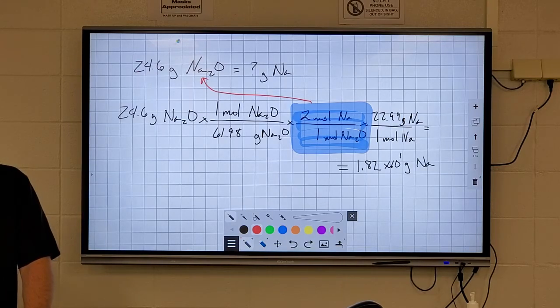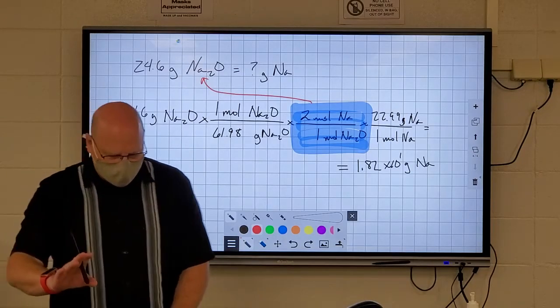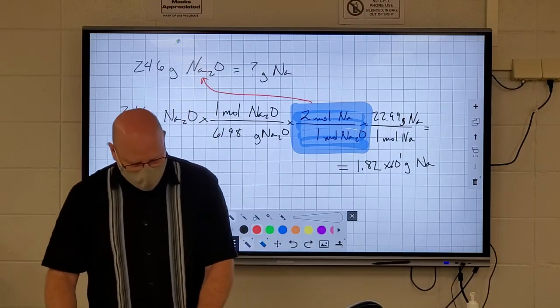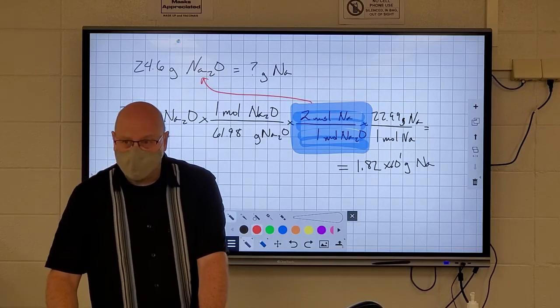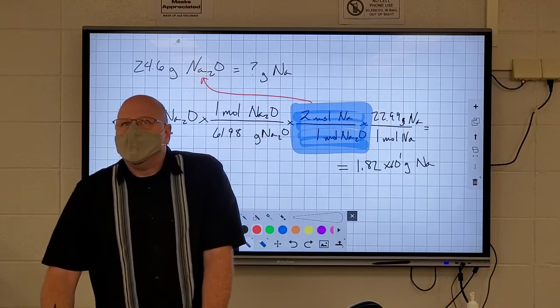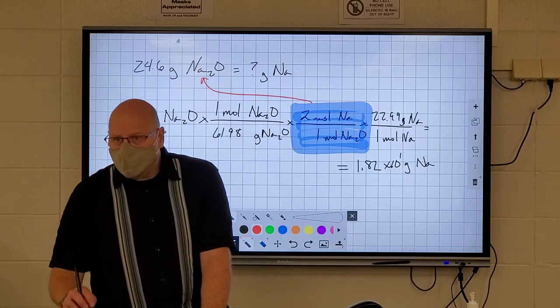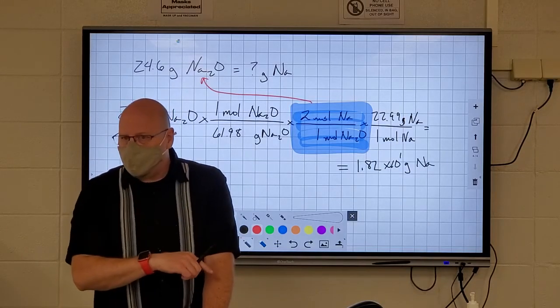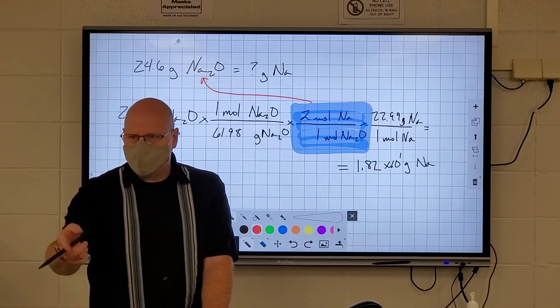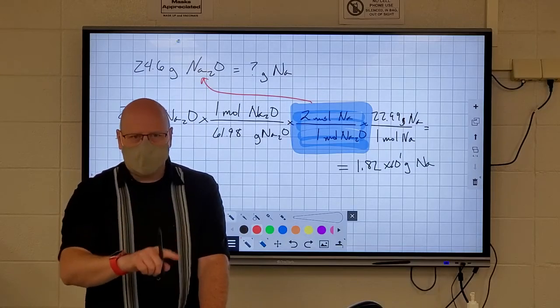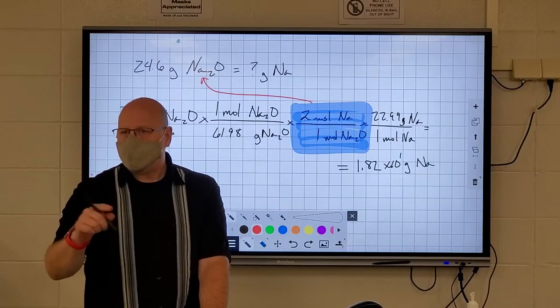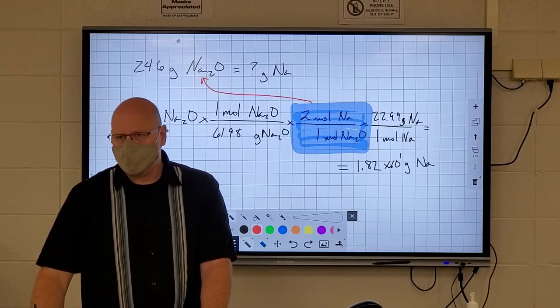Now, I don't know if I told you guys this, but I promise not to lie to you, right? Right now, mole to mole comes from the compound. So that's going to change later, okay? But right now, for what you're learning and doing, mole to mole is coming from the compound only. All right?